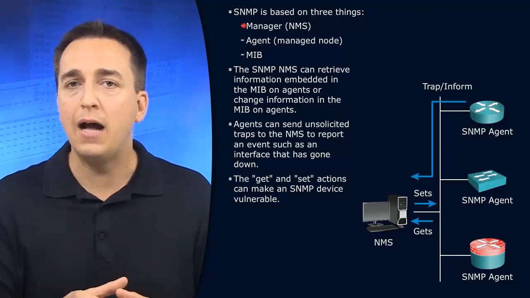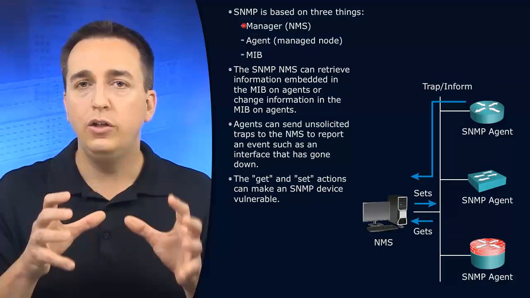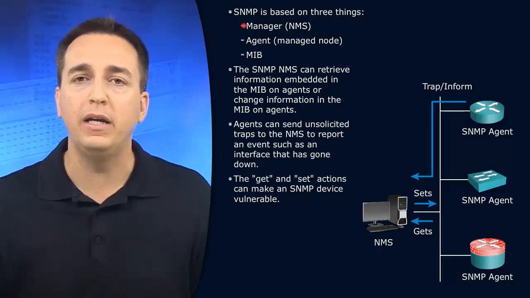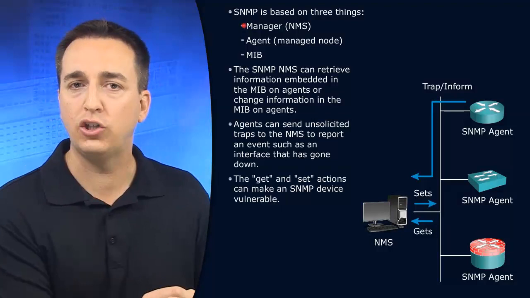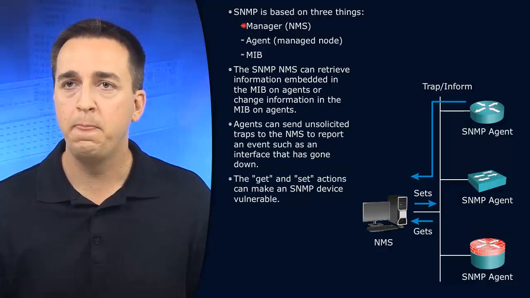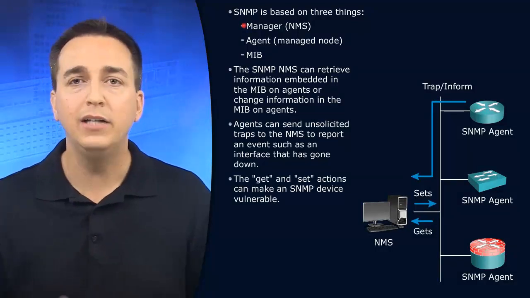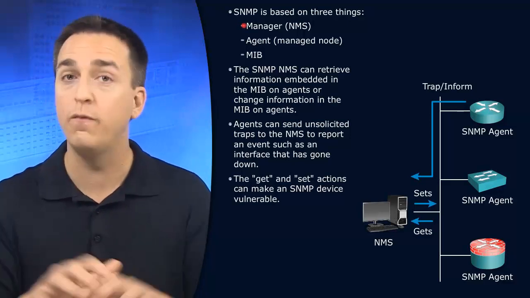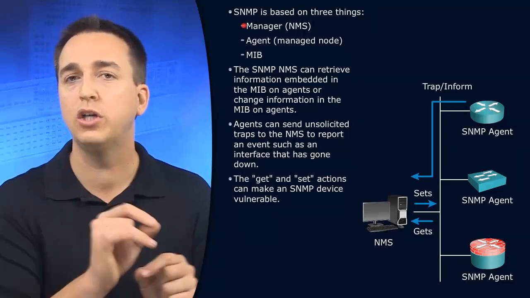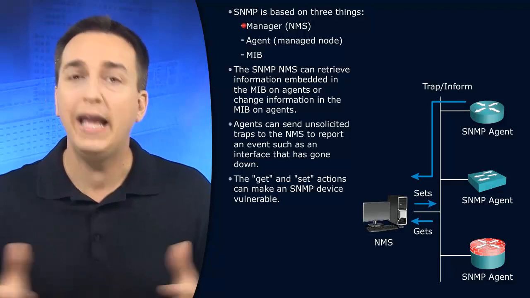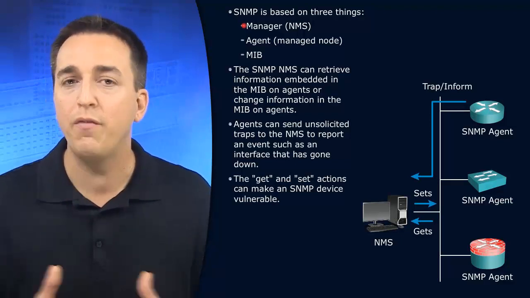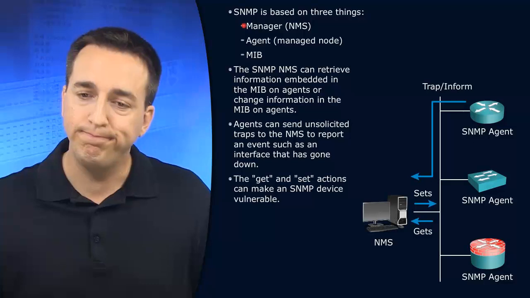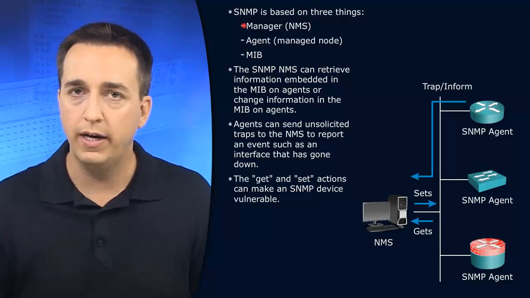Well, a trap is unidirectional in nature. What does that mean? Well, the agent simply sends that trap to the NMS. That's it. It just goes to the NMS. Is there any verification that the NMS received that trap? Nope. There's no verification whatsoever. That's why it's called unidirectional. So the agent's done its job. However, if the NMS didn't get that information, then that's no good to us.